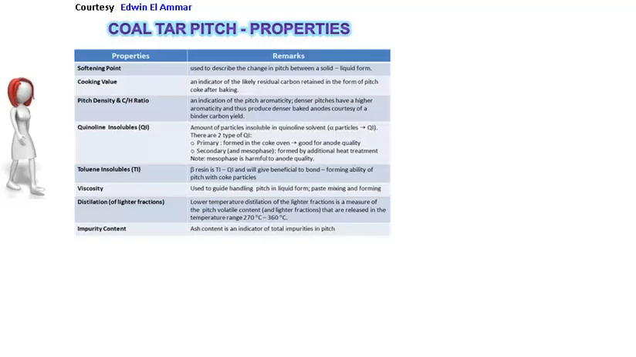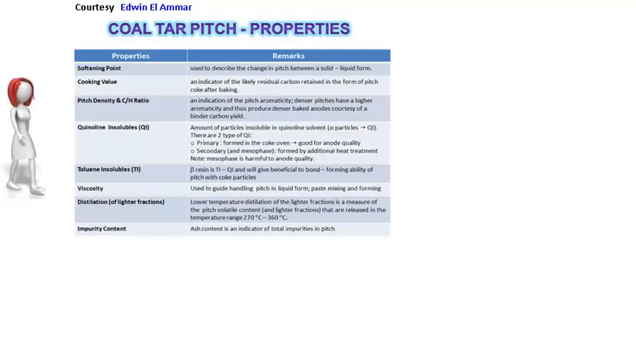5. Toluene insolubles, or TI. Beta resin is TI reduced by QI. It is beneficial to the bonding or forming ability of pitch with coke particles. 6. Viscosity is used to guide handling of pitch in liquid form and paste mixing and forming. 7. Distillation of lighter fractions.